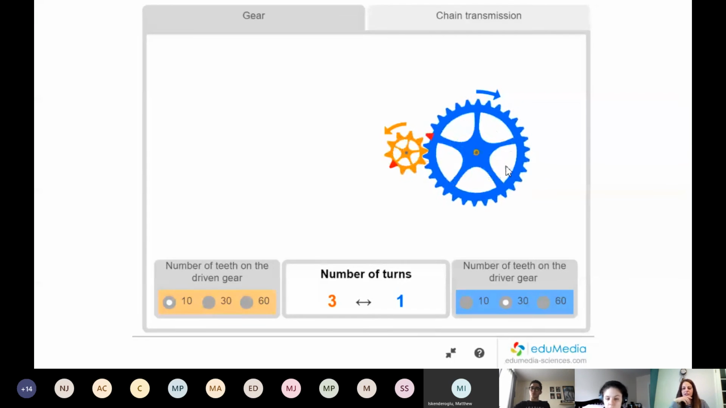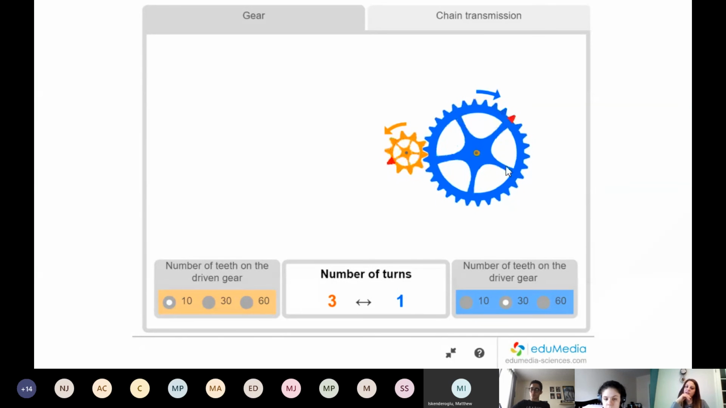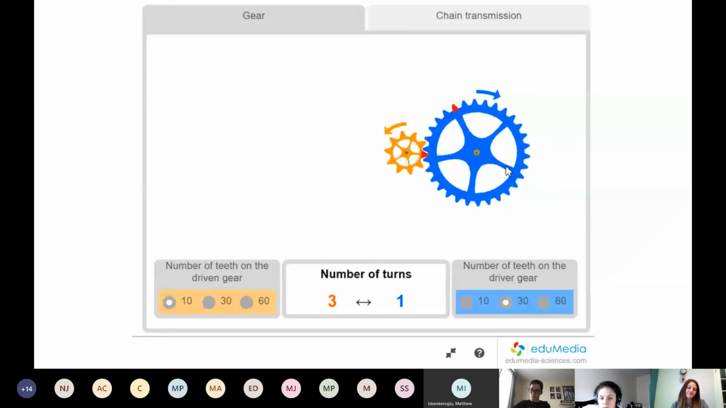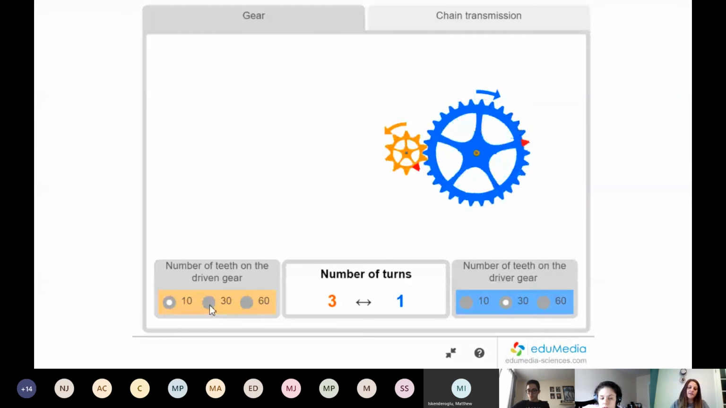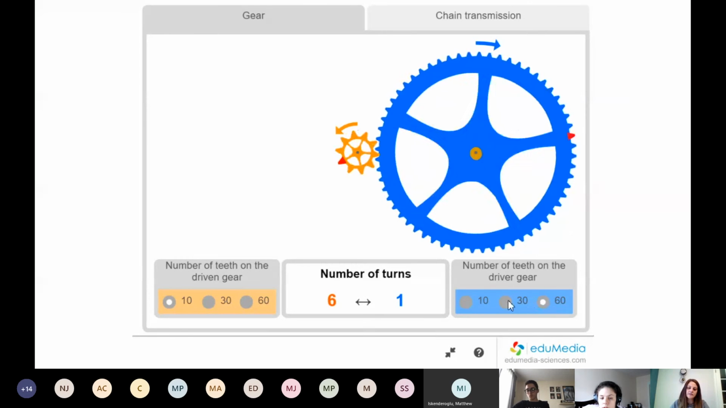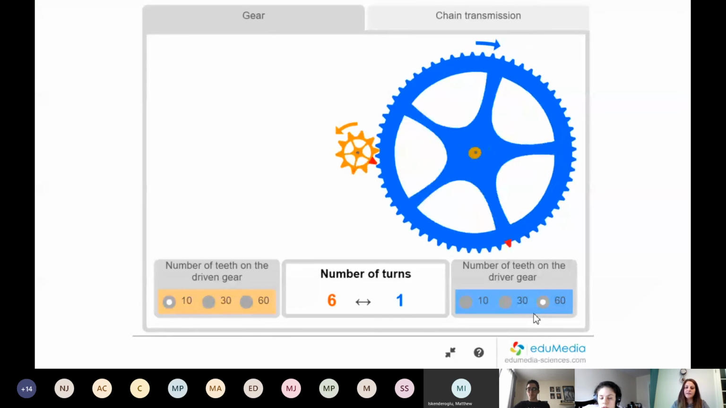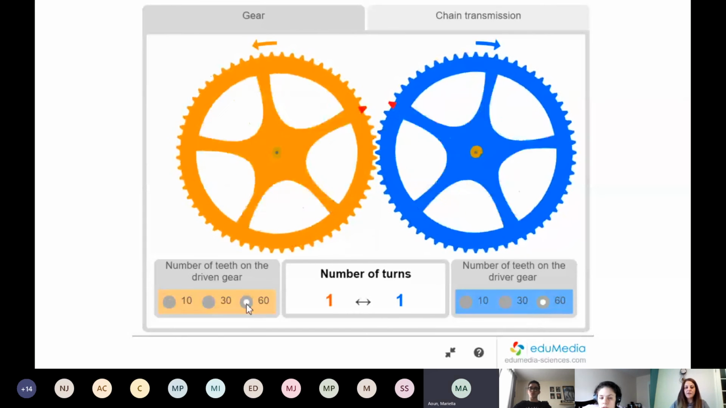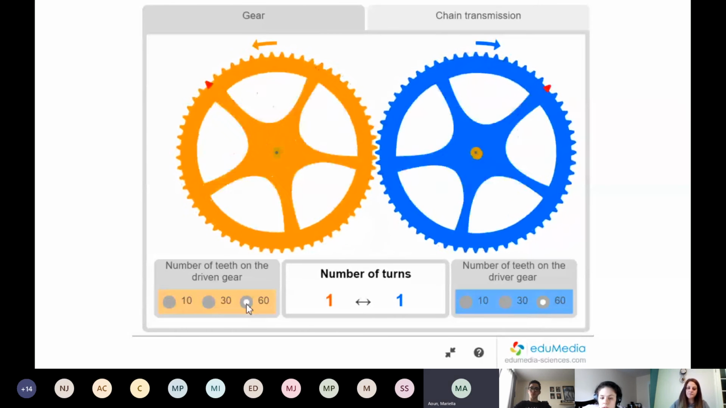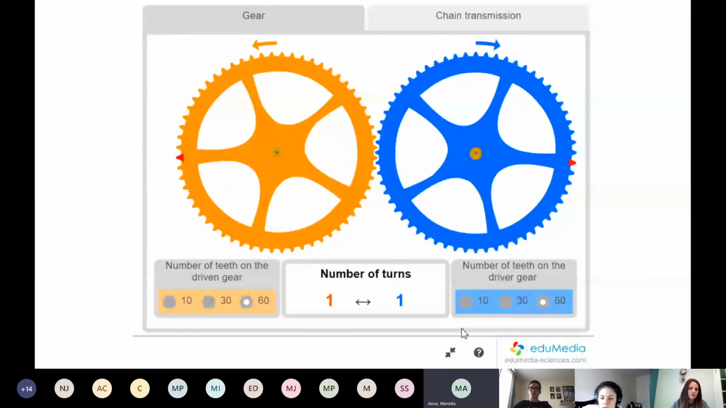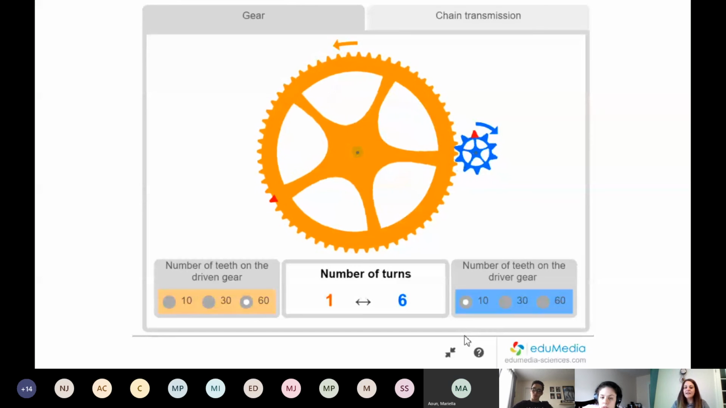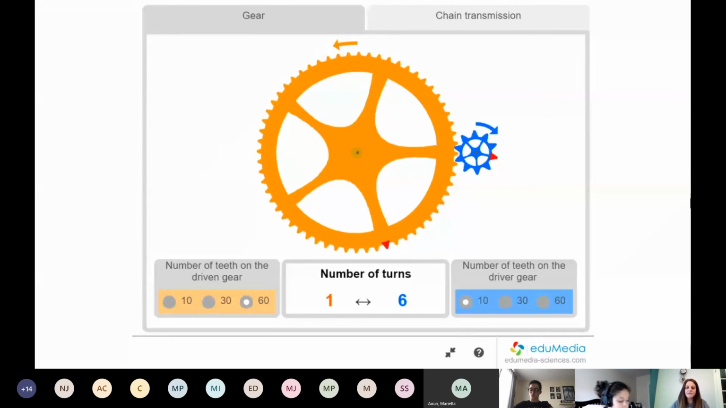So pick any combination that would slow down the system. Slow down the driven. Tell me what I have to do. Mariella? So basically, you're picking here the size. See that? So pick anything. Go ahead. So it would be 60. So you're picking 60 for the driven. And what about the driver? 10 teeth. Oh, yes. Excellent. That's very slow. That's like 1/6 of the speed. Excellent. Thank you.